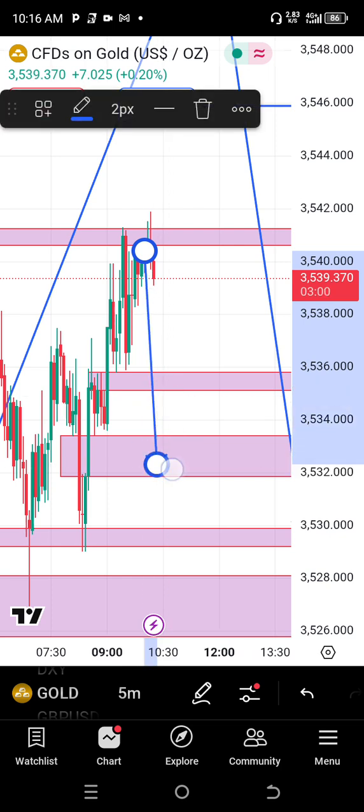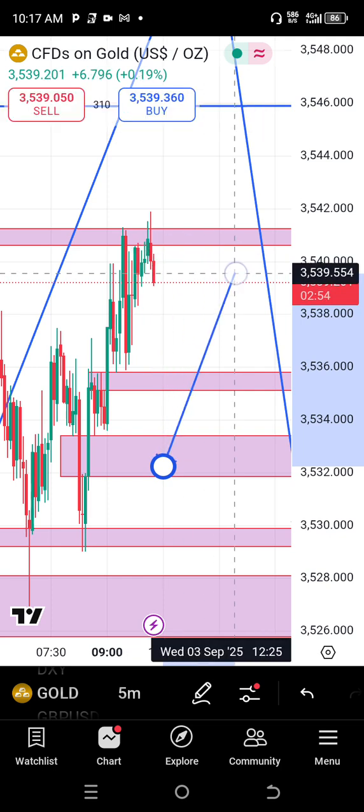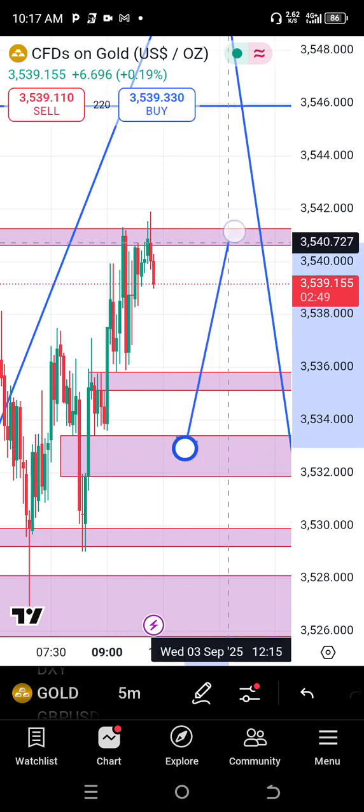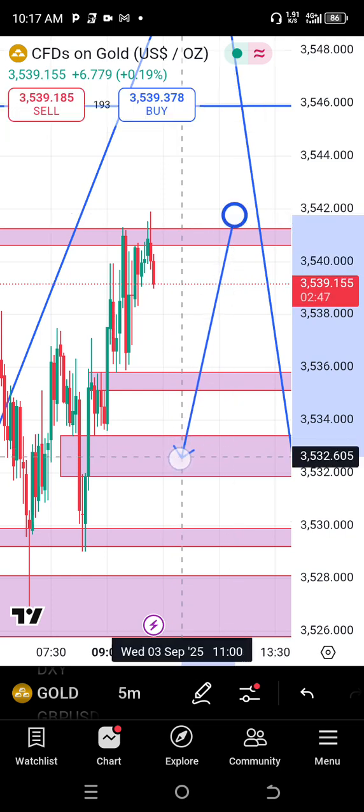That is going to be lots of pips again. That is a good opportunity. You can see it can now move from this point down to this point. That's a whole lot of pips already.